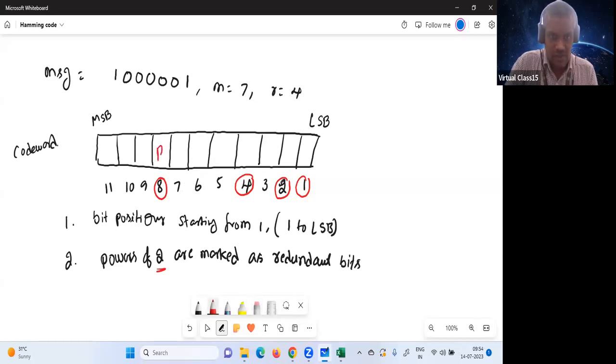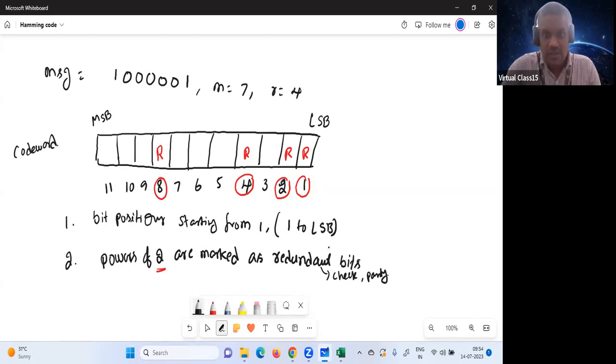So this is your redundant bit. This is your redundant bit. Redundant bit we also call here parity bit. Why it is called parity, you will understand later at the end. We also call it parity bit, or we also call it check bits. So the 3 names: redundant bits, also called check bits or parity bits.